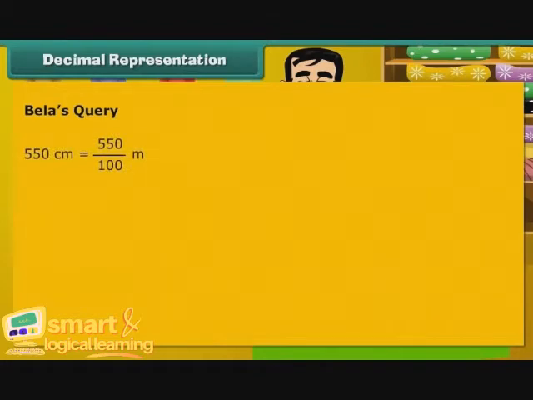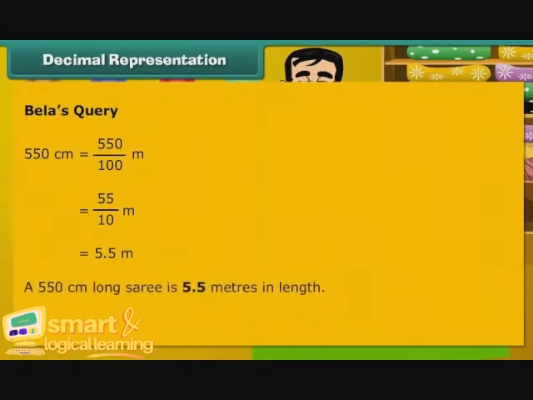Now, let us turn our attention to Bela's question. 550 centimeter is equal to 550 by 100 meter. That is equal to 55 by 10 meter. That is equal to 5.5 meter. A 550 centimeter long sari is 5.5 meters in length.